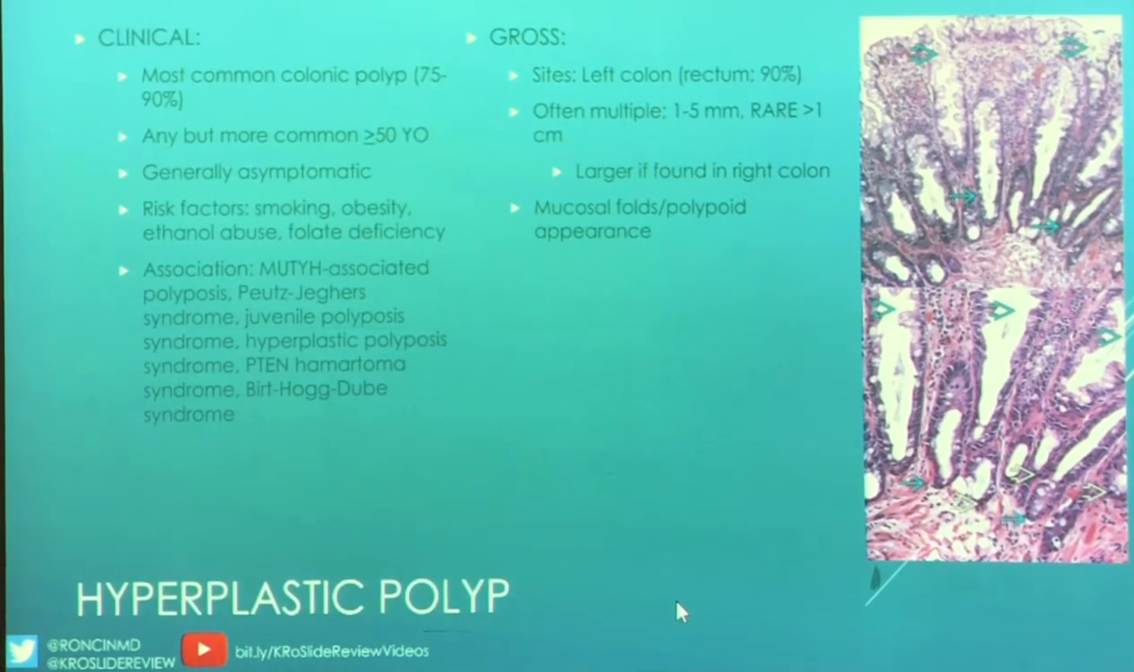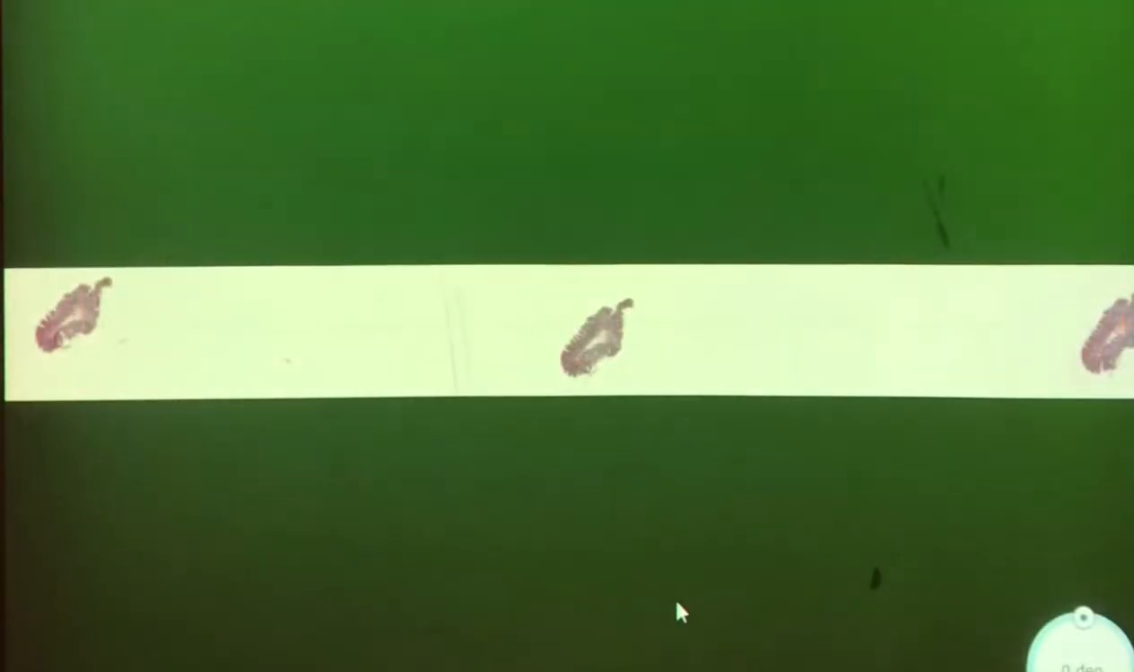However, if they're in the right colon, they're not as irritated, there's more room for them to grow, so they tend to be a little larger. They will have mucosal folds, and they tend to have a polypoid appearance, which is great since we call them a polyp. And as was pointed out, they often have this dilated surface, so it kind of gives the appearance of an inverted triangle or a cup shape as well. They are serrated lesions. However, there are variants that are less serrated, which we have on the next slide.